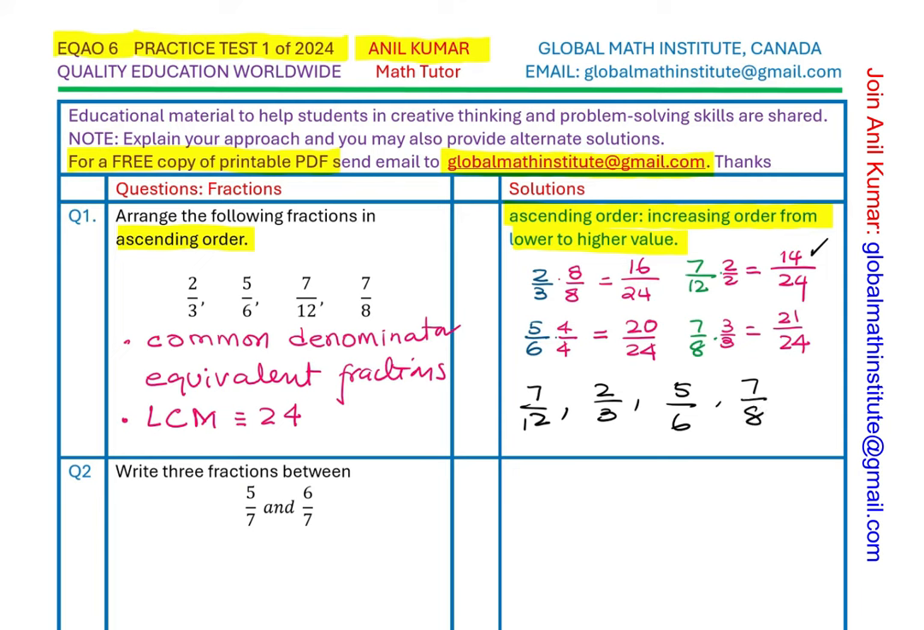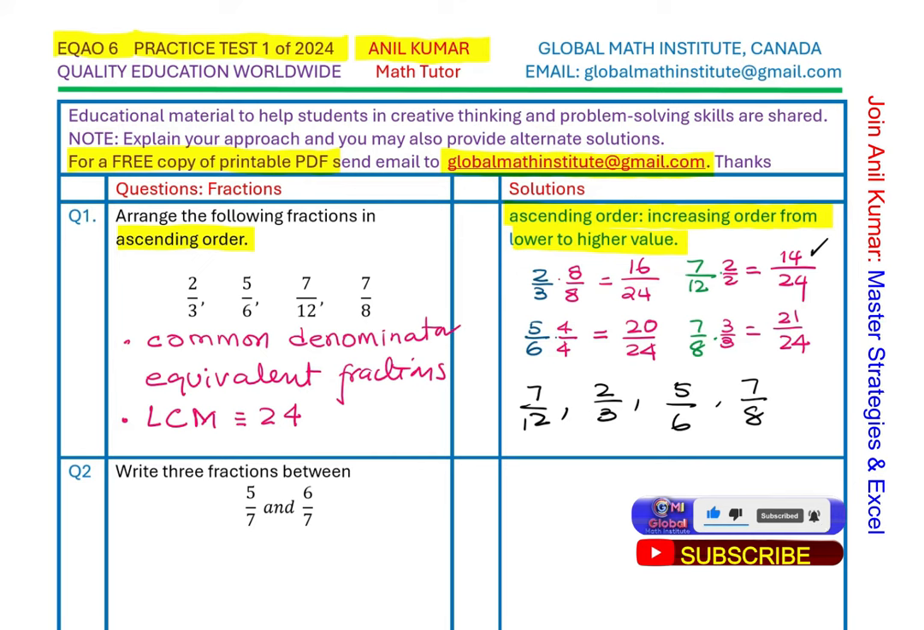Makes sense. See how we have rearranged them, and now we got an order which is ascending order, meaning lowest to highest or increasing order. So I hope with this many concepts are clear. One, how do we find the lowest common multiple? Two, how do we write equivalent fractions with the same denominator? And then compare and answer the question. Perfect. Great. So now let's take up question number 2.